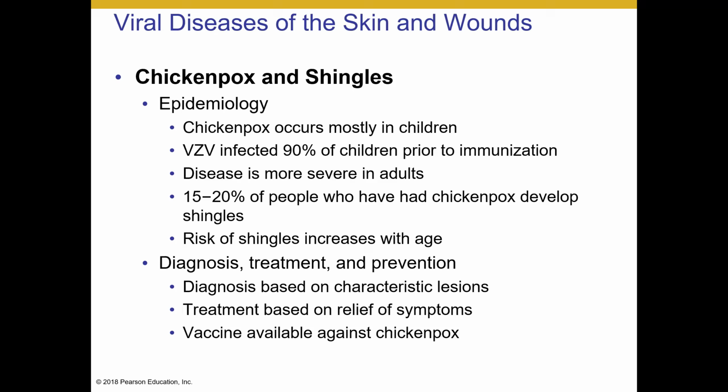The disease is generally mild in children but more severe in adults. About 15 to 20% of people who have had chickenpox will develop shingles later in life. The risk increases with age because immune function gradually declines. Diagnosis is usually based on the appearance of lesions. Treatment focuses on symptom relief, although antiviral drugs may be used in severe cases. A vaccine is available to prevent chickenpox, and another vaccine is recommended for older adults to reduce the risk of shingles.